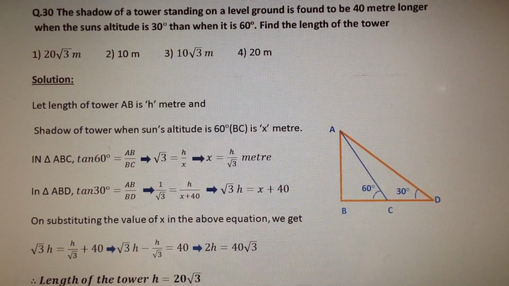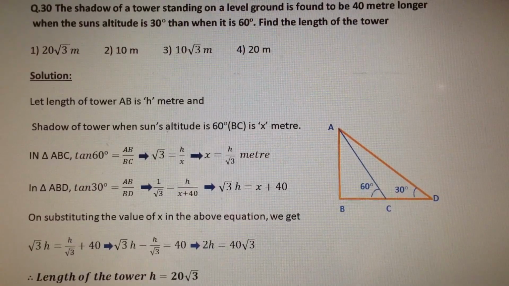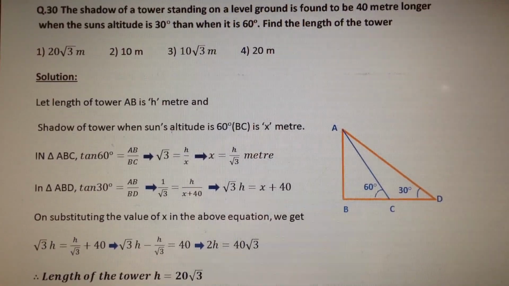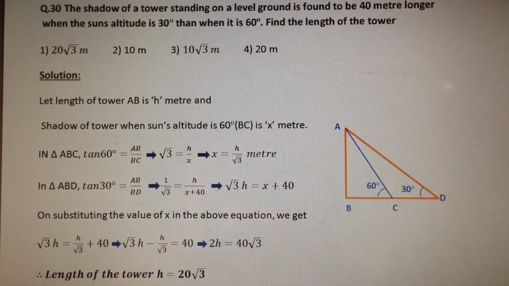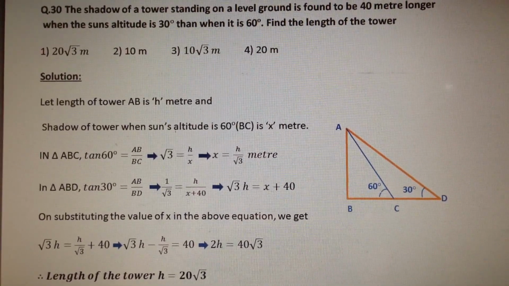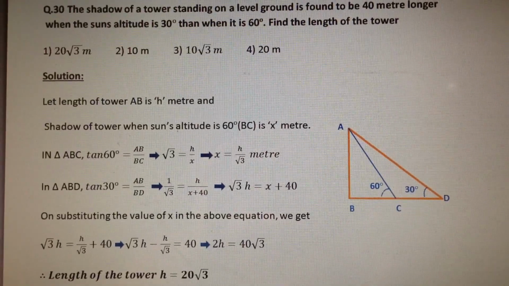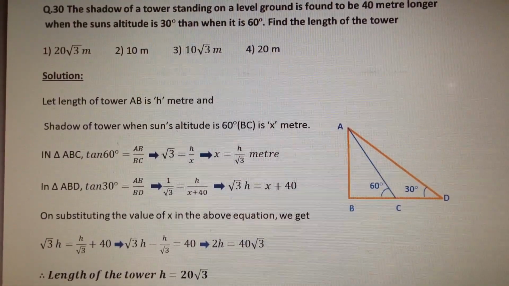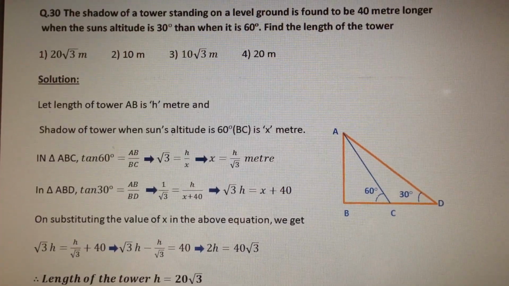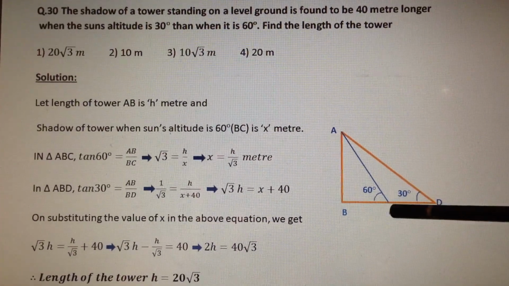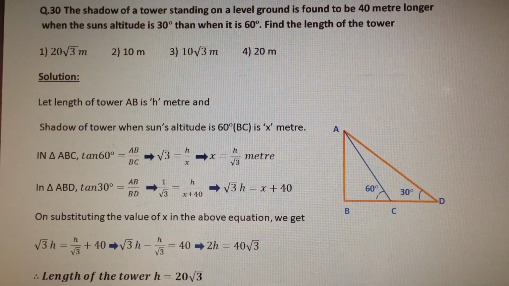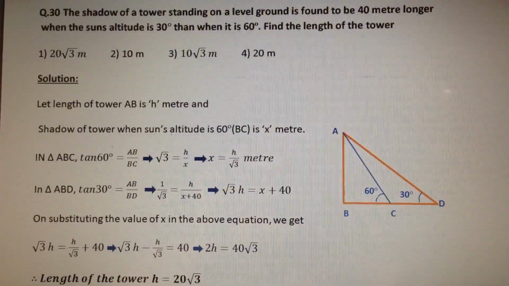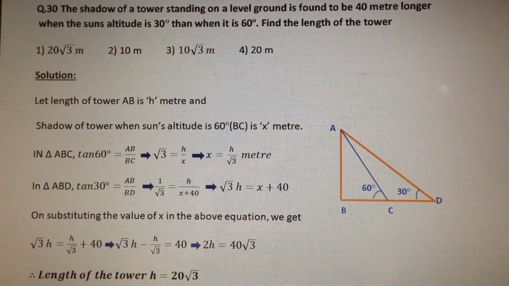Next question. The shadow of a tower standing on a level ground is found to be 40 meters longer when the sun's altitude is 30 degrees than when it is 60 degrees. Find the length of the tower. Let us assume the length of the tower AB is h meters, and the shadow of the tower when the sun's altitude is 60 degrees, that means BC, is x meters. BD is the shadow of the tower when the sun's altitude is 30 degrees.